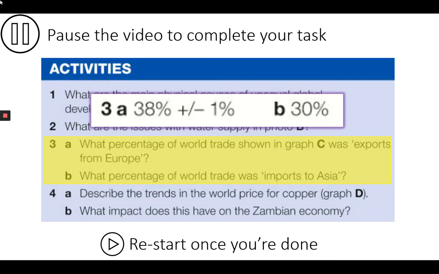What you'll notice here is that you do have a little bit of leeway in terms of how accurate you need to be. Examiners will usually expect you to be within a certain range, in this case plus or minus 1%. So for 3A, I'd accept 37, 38 or 39%. For activity 3B, I'd accept 29, 30 or 31%.